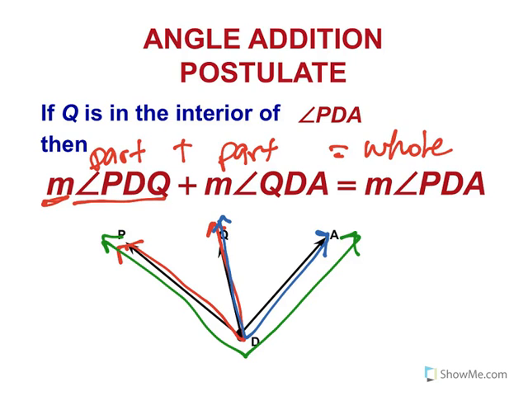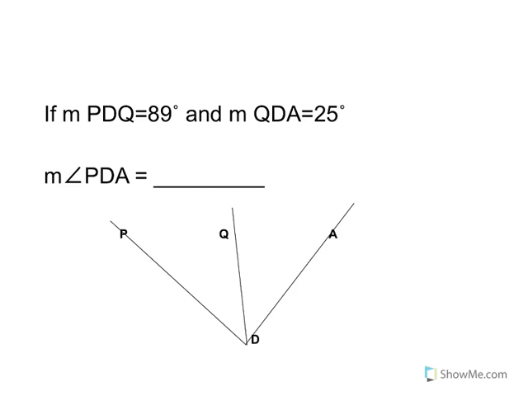So the important part in angles, and it's harder to figure out in angles, is knowing what's a part and what's a whole. Okay? So let's talk about this. If the measure of angle PDQ, so with your pencil or whatever, think PDQ. So if that's 89, write your measure in there, in that angle.